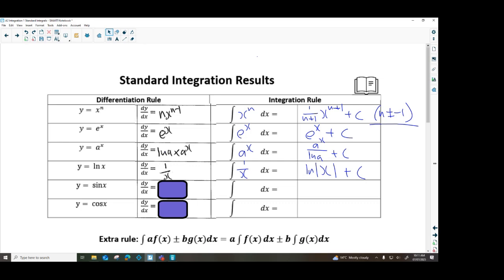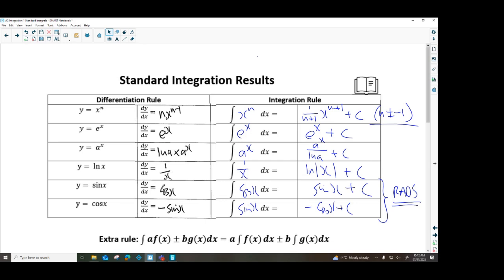And then 2 basic trig integration rules. Sine differentiates to give cos x. So consequently, cos x integrates to give sine x plus c. And cos differentiates to give minus sine x. So to integrate sine x, you've got to think what will differentiate to give you sine x, and the answer will be minus cos x plus c. And it's worth bearing in mind that those 2 rules only work if the angles are measured in radians, because the differentiation results only work in radians.